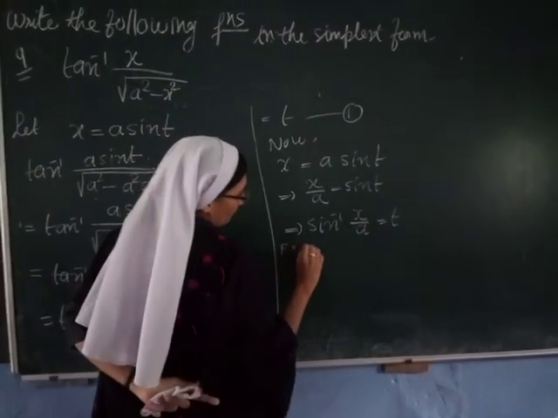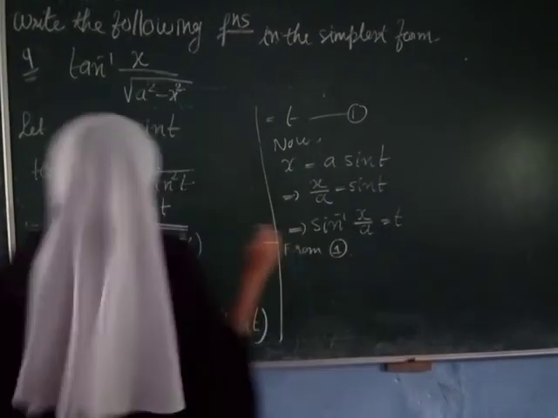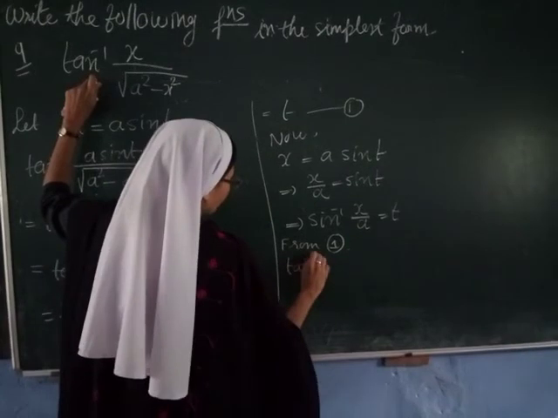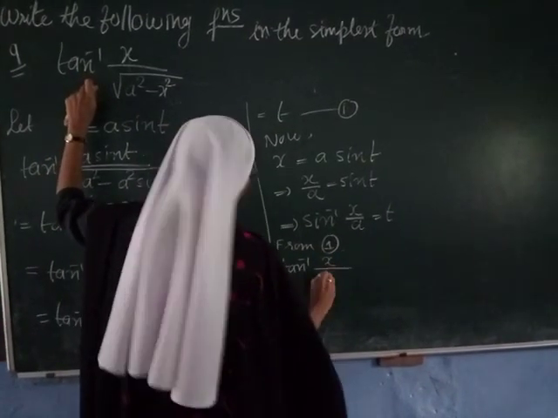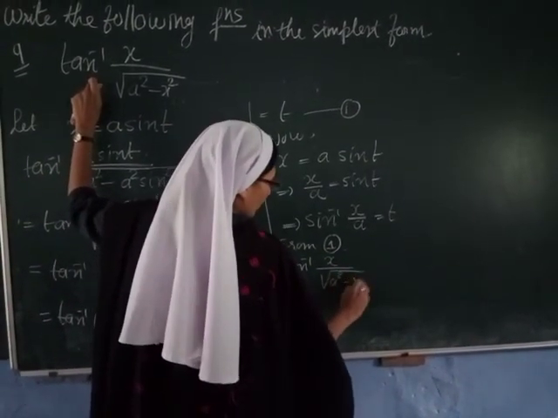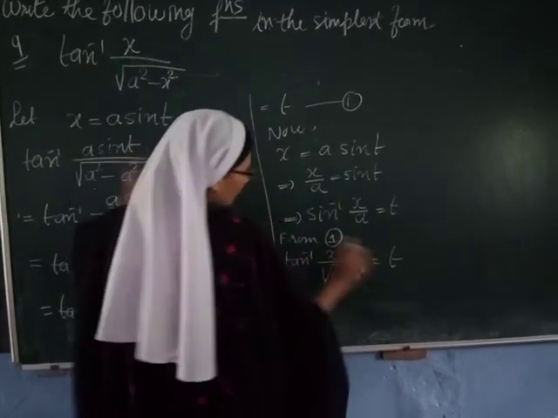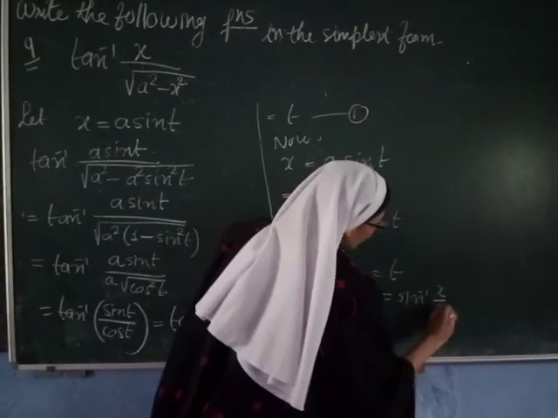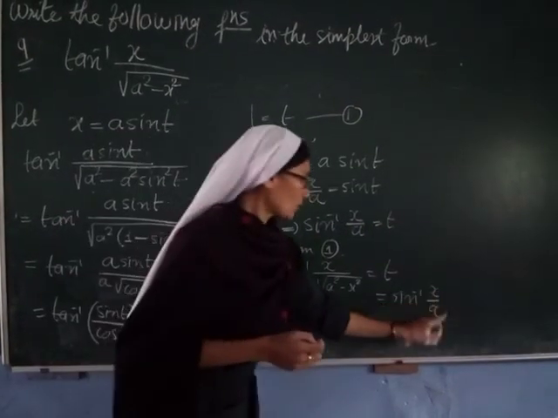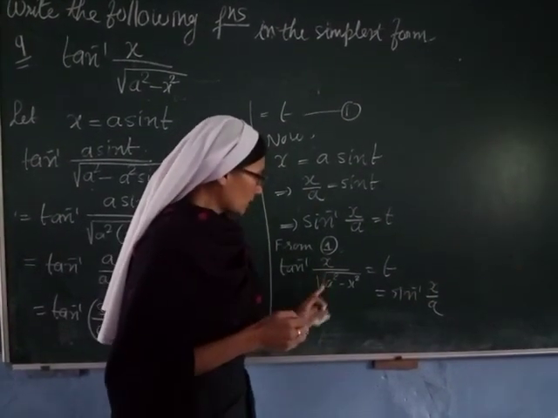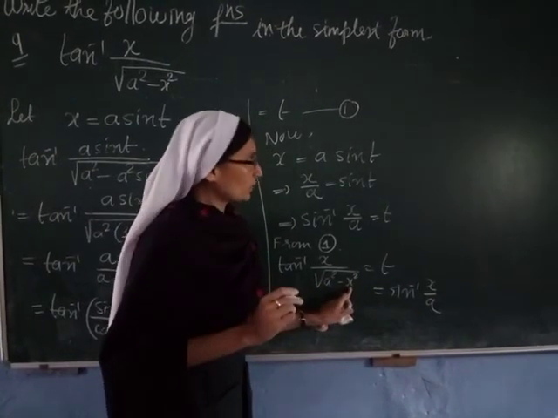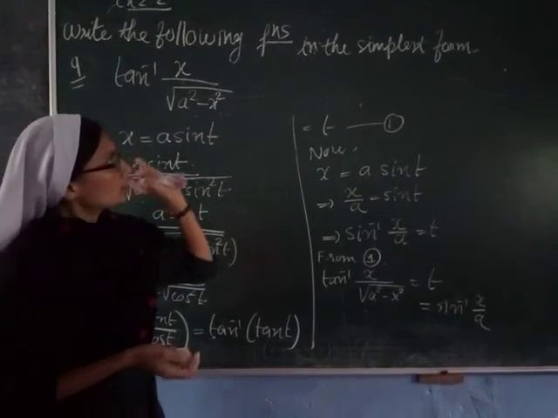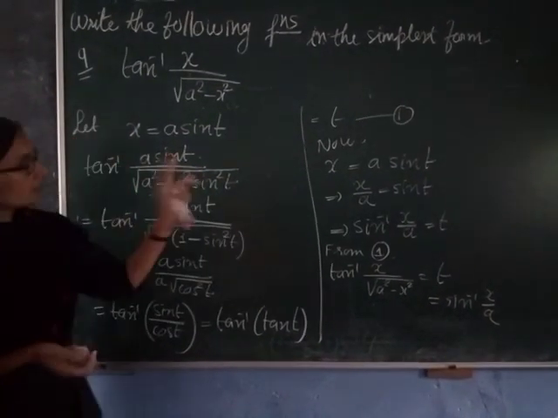From 1, we have started with this, so I'll write this first. Tan inverse x divided by square root of a square minus x square is equal to t, and the t value is equal to sine inverse x by a. So sine inverse x by a is the simplest form of tan inverse x by square root of a square minus x square. Now you are supposed to do the remaining questions, that is 6, 8 and 10.